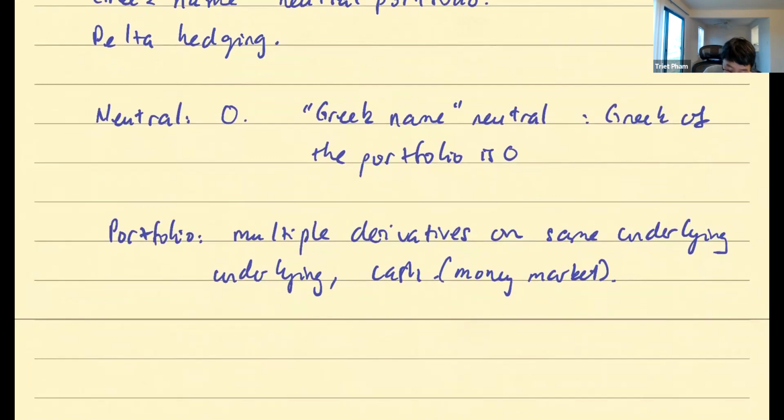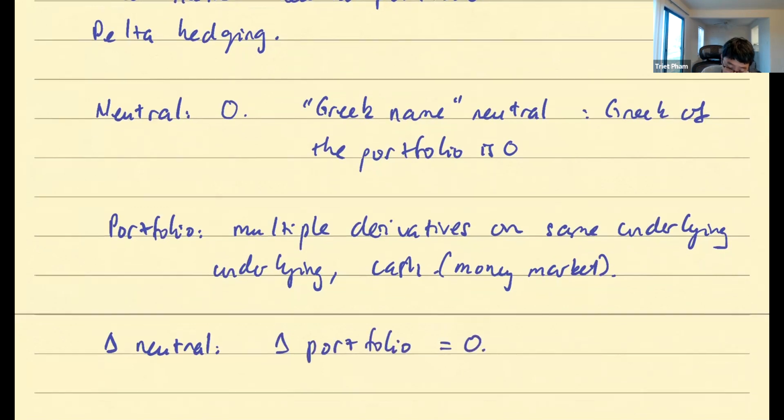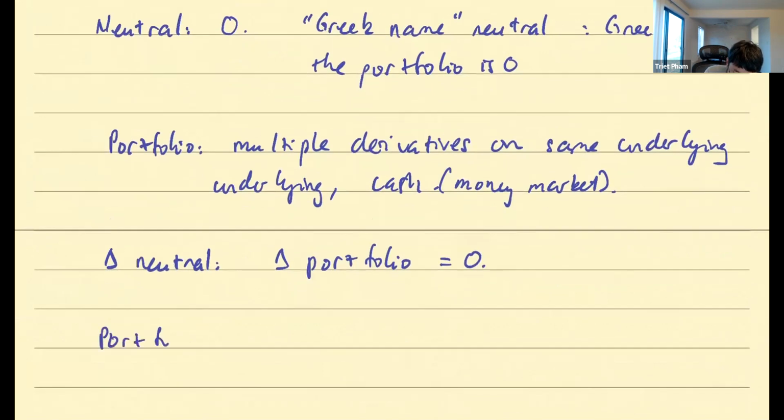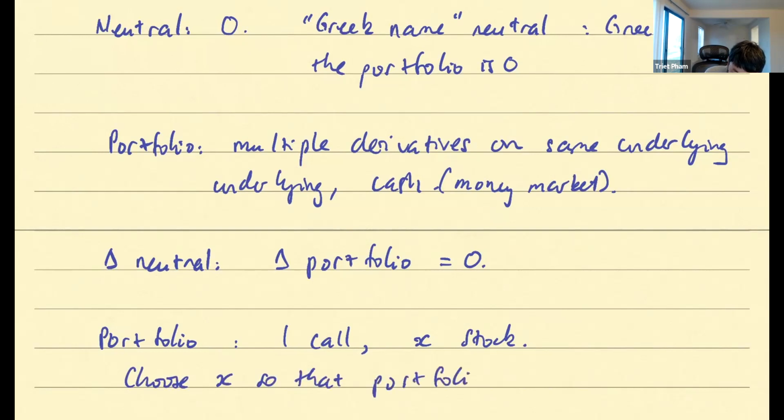For example, when you have a delta neutral portfolio, what you mean is you want the delta of the portfolio to be 0. Okay, let's be concrete. Let's suppose you have a portfolio consisting of 1 share of call option and then X shares of the stock. A very simple question is: choose X so that the portfolio is delta neutral.